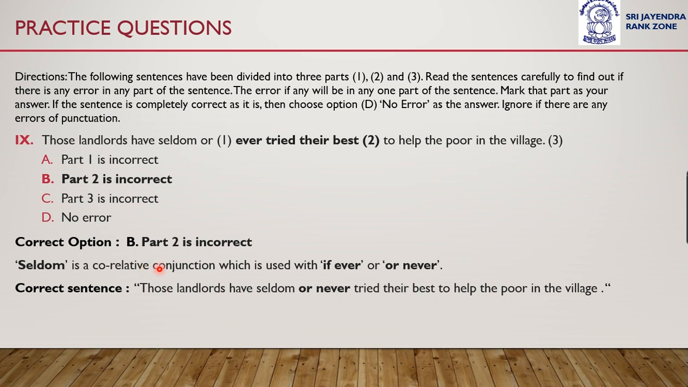Because "seldom" is a correlative conjunction which is used with "if ever" or "never". It is not used with "or ever", it is used with "or never". So the correct sentence would become: those landlords have seldom or never tried their best to help the poor in the village. Okay? Correlative conjunction "seldom" is used with "if ever" or "never". So here, instead of "or ever", we have to use "or never". Okay.